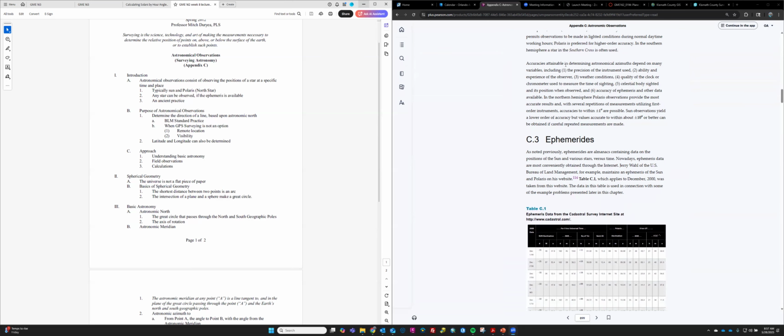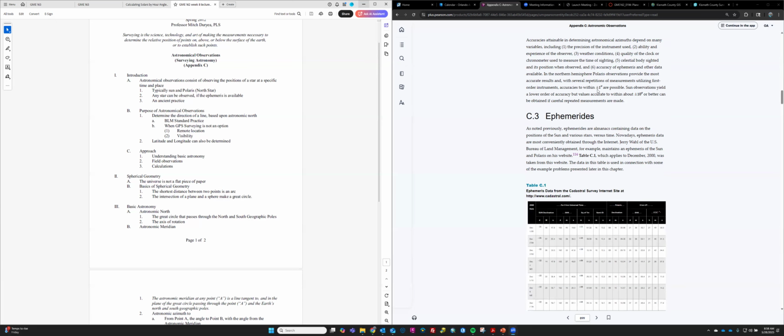Accuracies obtainable in determining astronomic azimuths depend on many variables, including the precision of the instrument used, the availability and experience of the observer, weather conditions, quality of the clock or chronometer used to measure the timing of sighting, celestial body sighted and its position when observed, and accuracy of ephemeris and other data available.